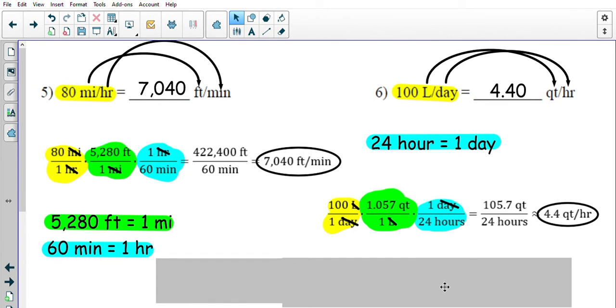If you want to round to the nearest hundredth, like it says, you can put 4.40 because there is like a 0 and then a 3 maybe after that. But it is about 4.4 or 4.40 quarts per hour. Again, if you use that other conversion between quarts and liters, which again is probably something like 0.9 liters in 1 quart, something like that.